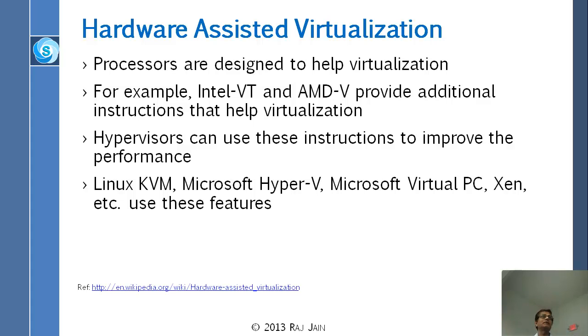AMD has designed a similar thing called AMD-V, and they help virtualization. If you have those features in your computer, laptop, which you might, then you will find that your virtual machines run much faster. All right? And hypervisors can use these instructions to improve the performance. So there are some special instructions which your processor, if it has them, then the hypervisor will run faster. And KVM, Hyper-V, VMware, all of these use these features.